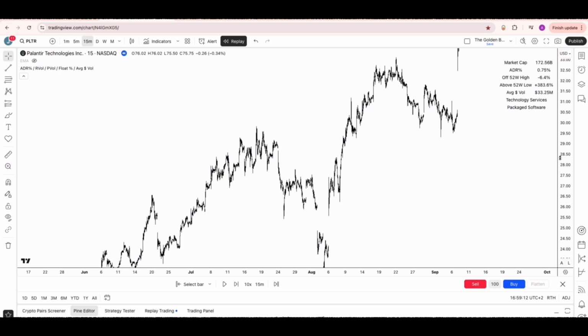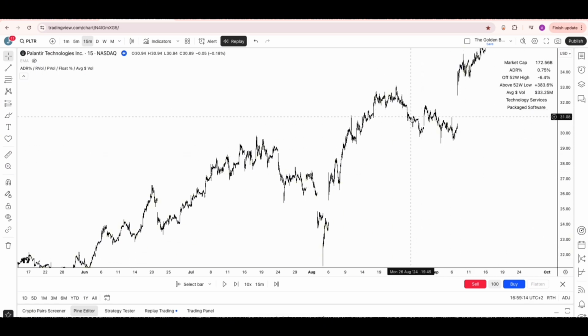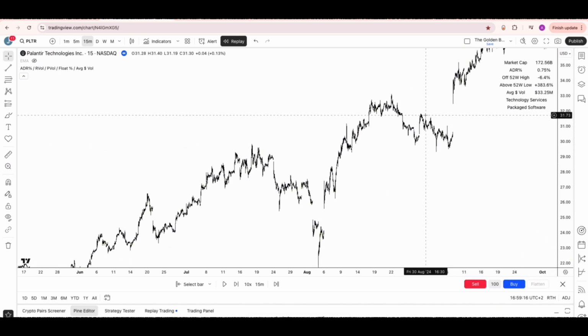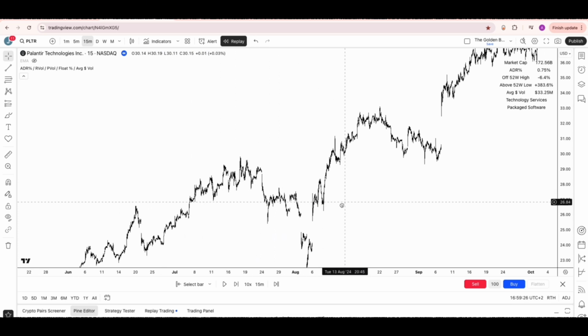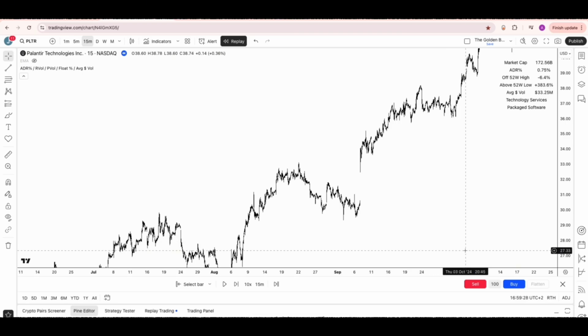And the reason why I use the daily time frame is because every single candle is 24 hours. It's a whole day compared to here where every candle is 15 minutes, and a lot of random things can happen in such a small time frame. So that's why I use the daily time frame.